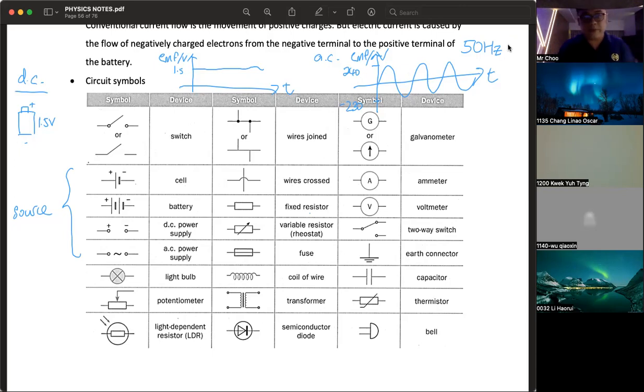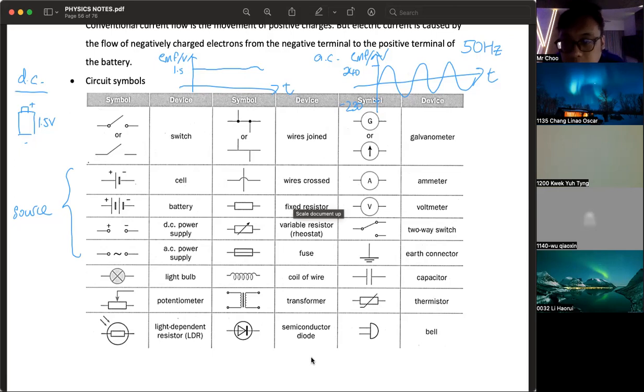Okay, so just a feedback. Is this AC thing something new that you hear for the first time? If it's new, give me a yes reaction. If it's not new, give me a no reaction. I just want to have a feel whether this is the first time you heard about it. Okay, so half of you say it's the first time, half of you have heard it before.